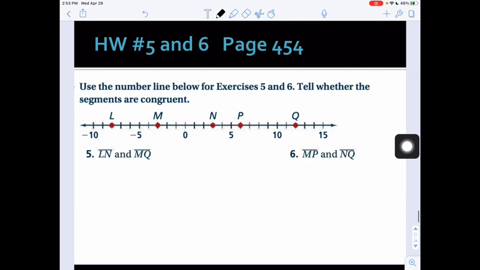Now I would like you to try number 5 and 6 on page 454. Use the number line below for exercises 5 and 6. Tell whether the segments are congruent. For number 5, we have segment LN and segment MQ. For number 6, we have segment MP and segment NQ.